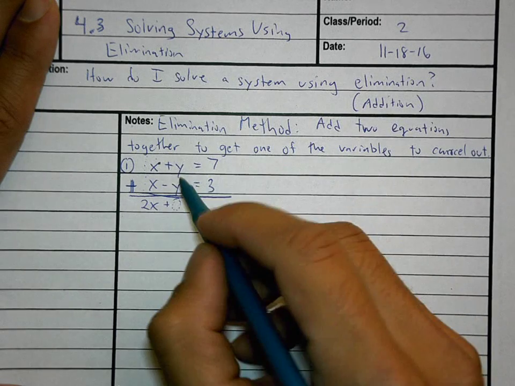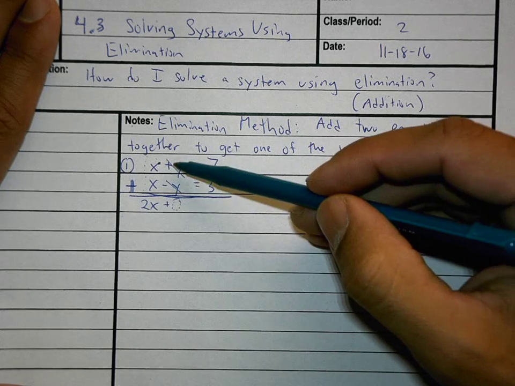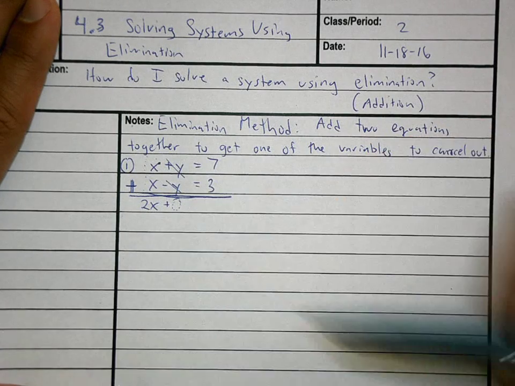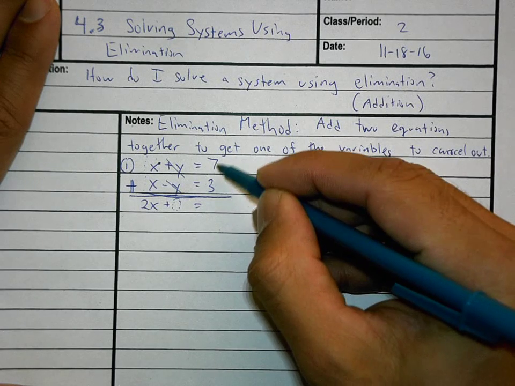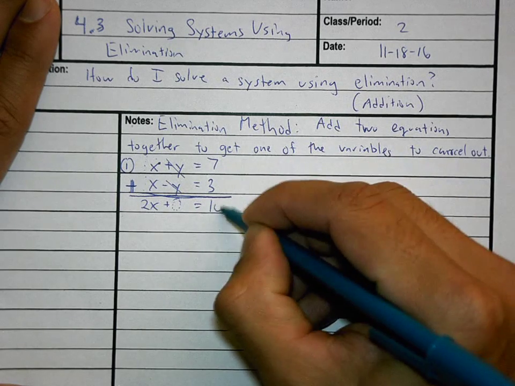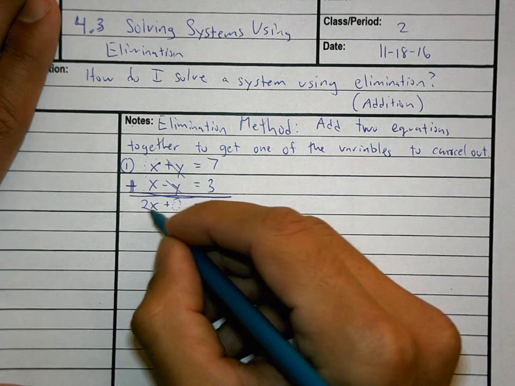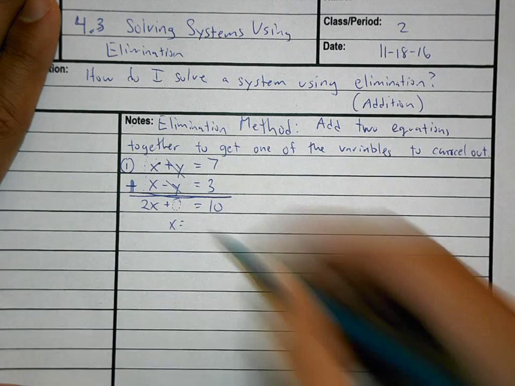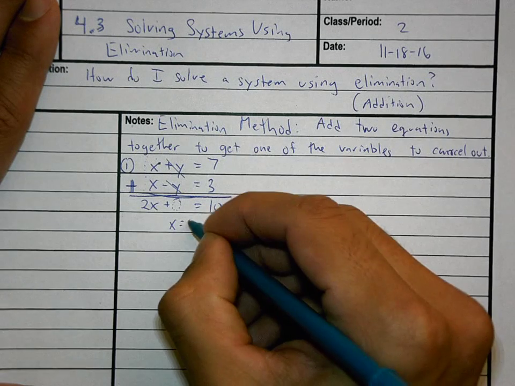What ended up happening was it eliminated that variable. That's why this is called the elimination method. We are eliminating one of the variables when we add them together. Equals, bring that down. 7 plus 3 is 10. And now what we have is 2x equals 10. 2 times something equals 10. And I bet a lot of you know what x is going to be equal to. What is it? 5. Exactly.